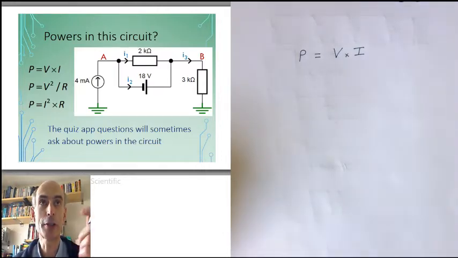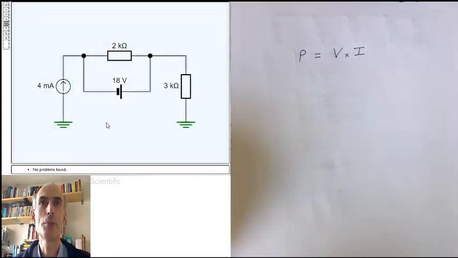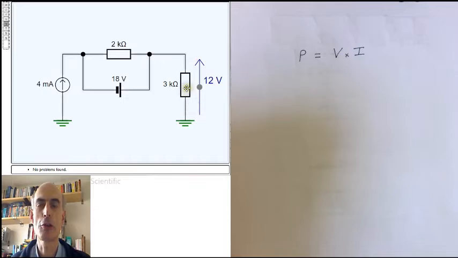Let's have a look at this circuit again and ask what power is being supplied or dissipated by each of the components in this circuit. The first thing we have to do is analyse the circuit and work out what the currents and the voltages are. We've done that before. We know that there's 4 milliamps flowing through this 3K resistor. Therefore, the voltage across the 3K resistor will be 12 volts.